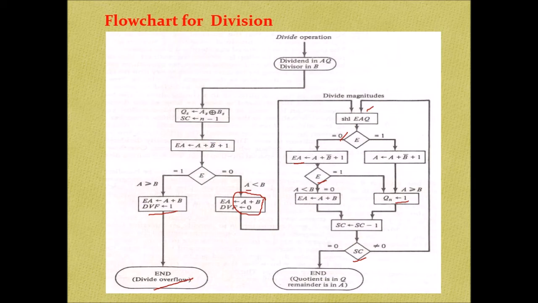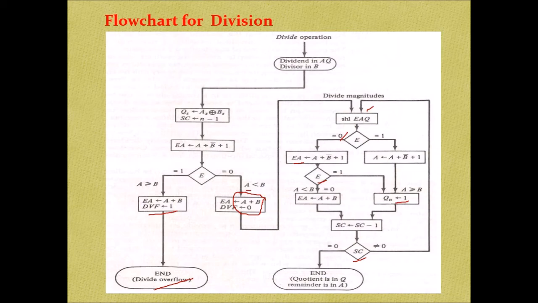Now, how many times will the loop run? It depends on the value of the sequence counter, and the sequence counter value is nothing but the number of bits in the Q register or A register. Once we check this with the help of one example, it will be more clear.